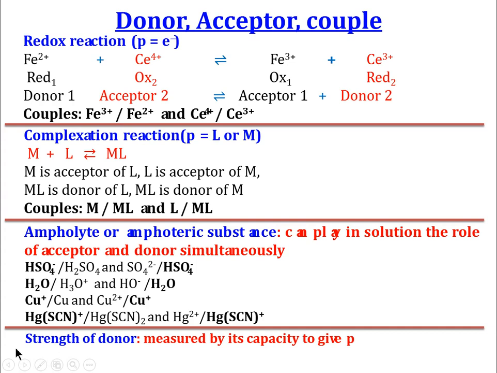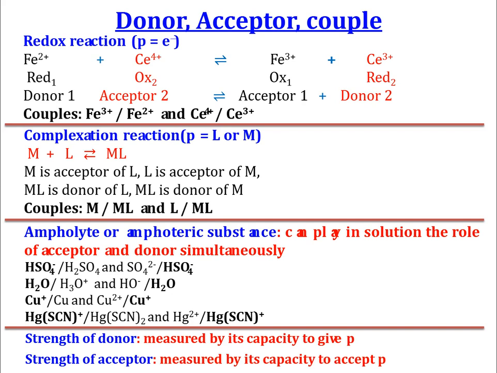The strength of a donor is measured by its capacity to give the particle P. When we say, for example, that this acid is stronger than the second acid, that means that the first acid is more donor of H+. And the strength of an acceptor is measured by its capacity to accept the particle P. When we have acceptor and donor and we want to predict the reaction, we follow the same procedure.